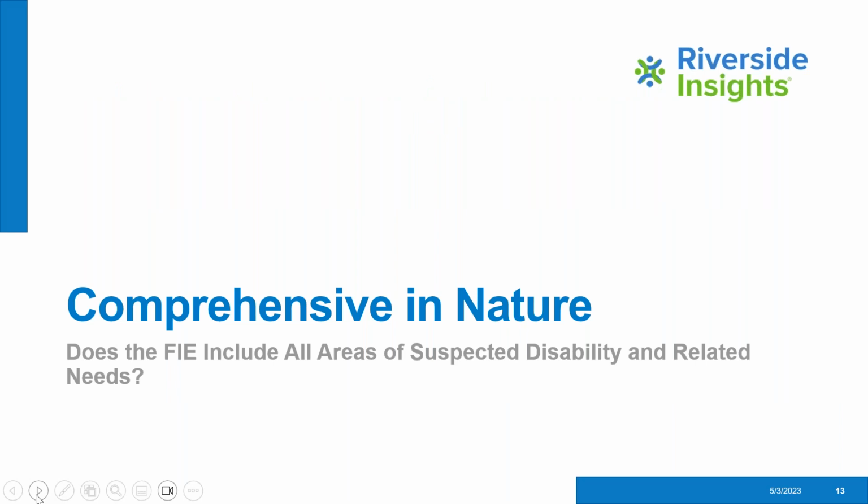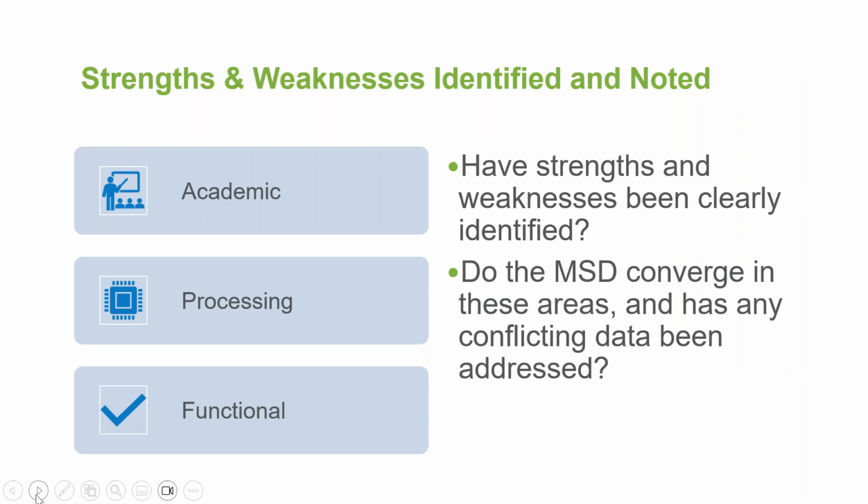So with our requirement that our assessment be comprehensive in nature, we have to ask ourselves as evaluators, does the FIE include all areas of suspected disability and related needs? So the next couple slides just remind us that we have to look at academics, yes. We have to look at processing, yes. We have to look at functional behaviors as well.